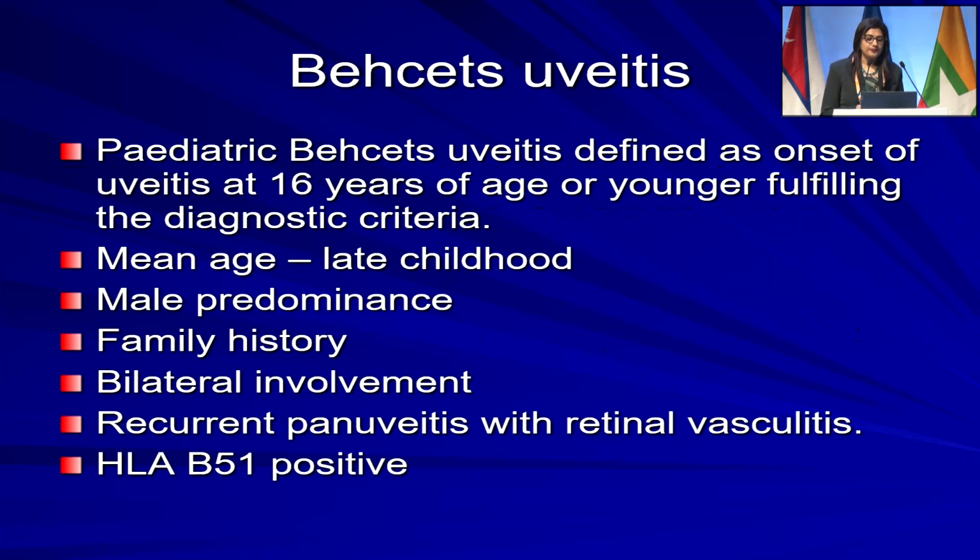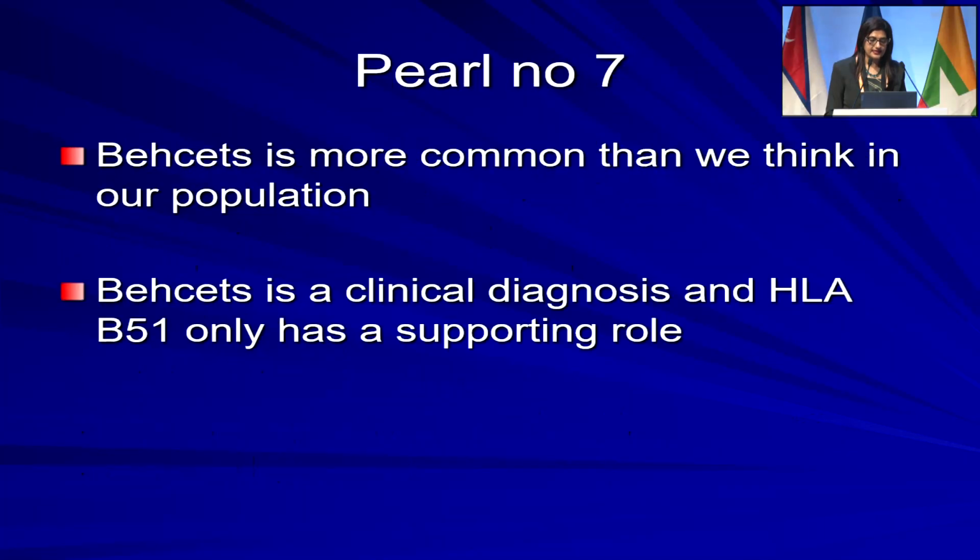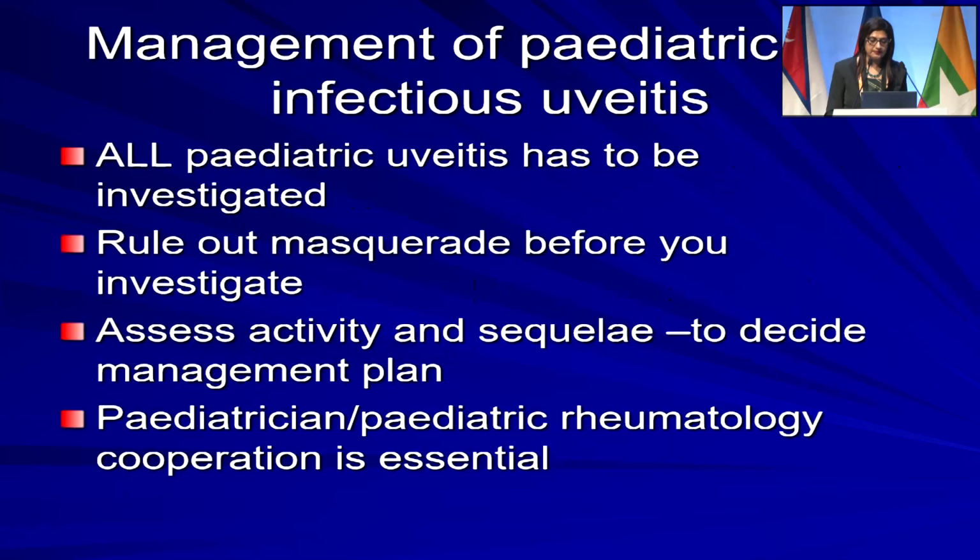Behçet's uveitis. Now pediatric Behçet's is onset of uveitis at 16 years of age or younger, and you may think it is very uncommon, but it is not. We can get pediatric Behçet's commonly in our population. The mean age is late childhood, with male preponderance, bilateral involvement, recurrent panuveitis with retinal vasculitis, and HLA-B51 positivity. Pearl number 7: one, it is more common than we think, and two, it is a clinical diagnosis, and HLA-B51 has only a very supporting role, which is something we must keep in mind.